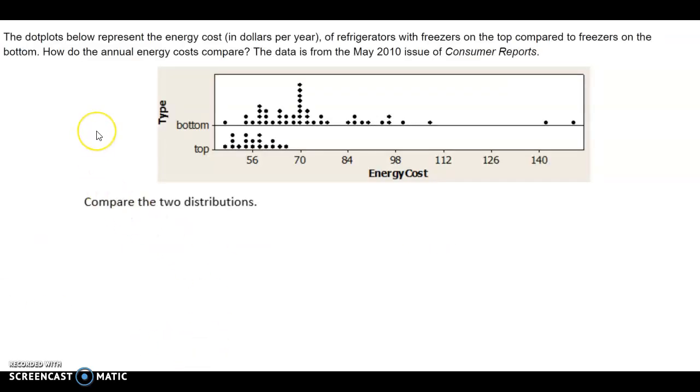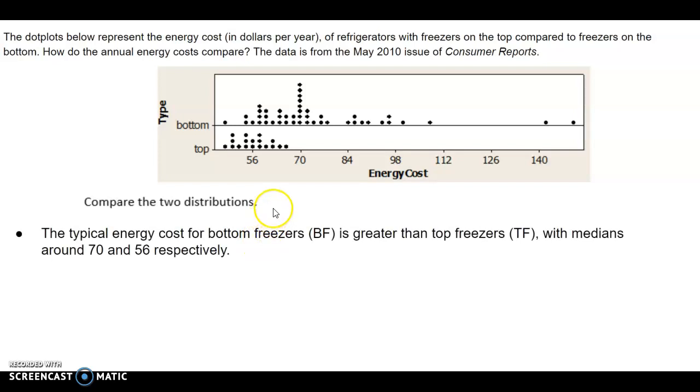So it says the dot plots below represent the energy cost of refrigerators with freezers on the top compared to freezers on the bottom. How do the annual energy costs compare? It tells you where the data is. Compare these two distributions. When you look at these right away, there's a lot of things that you should pick up on very quickly, and you should do that by making sure that you include those four core elements that we talked about. So I did it in bullet points here.